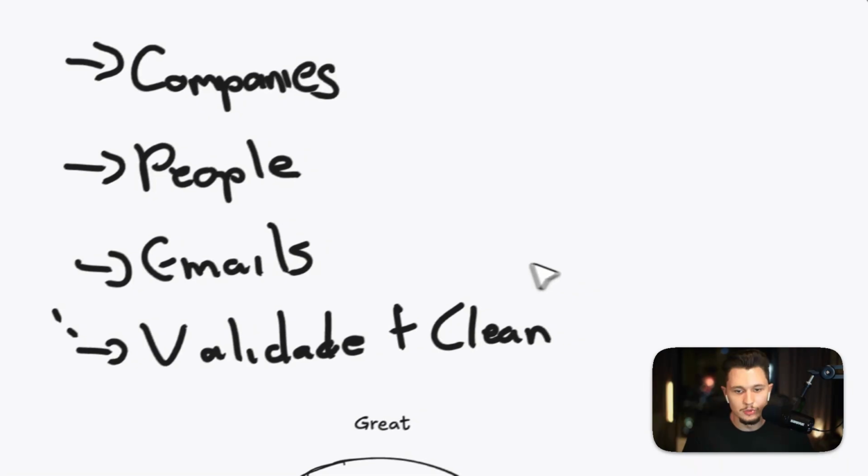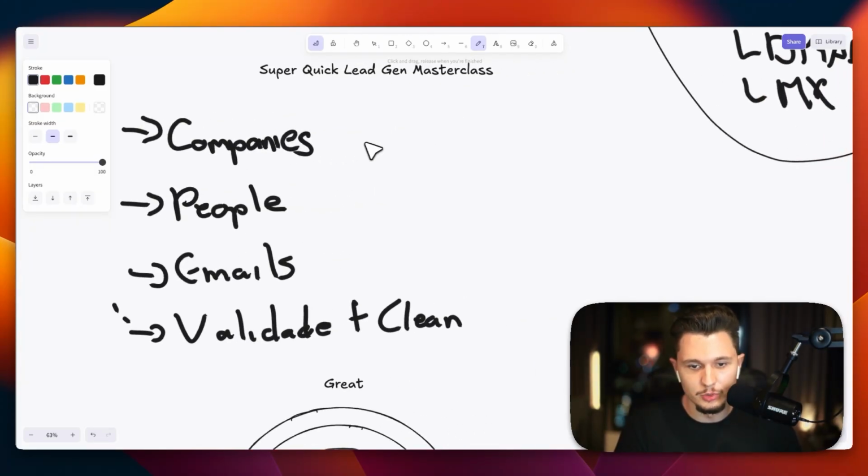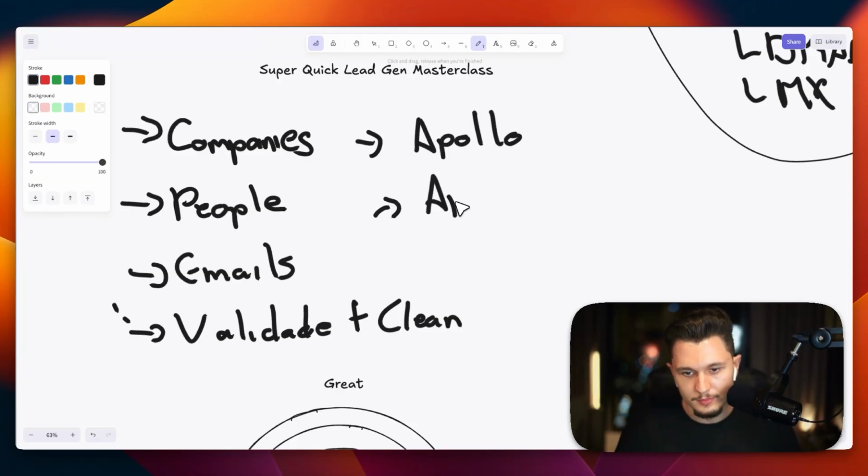Cool? What should you use for each of these? It depends on your industry. So I have videos in this channel that talk about lead generation. If you want to check them out, they're going to be linked down below. But in general, what do you use to find companies? You could be using tools like Apollo. That would be one example. How do you find people from Apollo? Apollo finds that for you. In this case, how do you find emails for them? Apollo finds that for you.